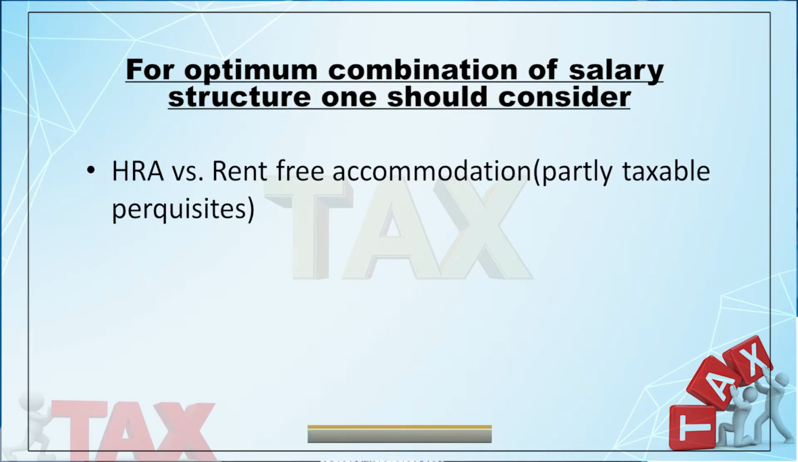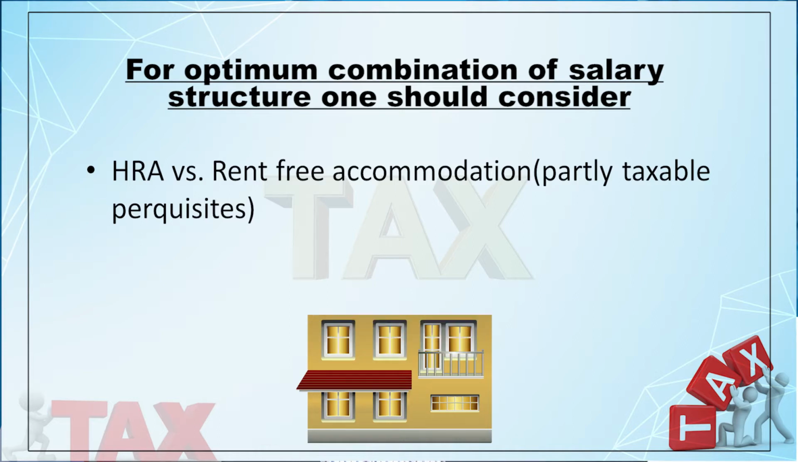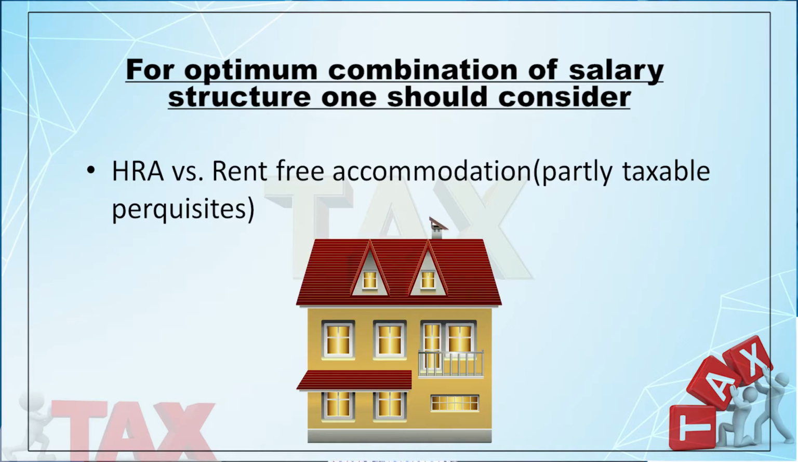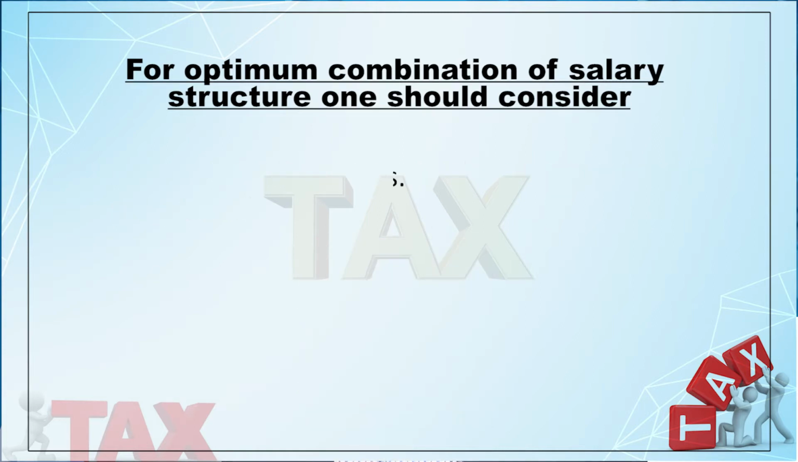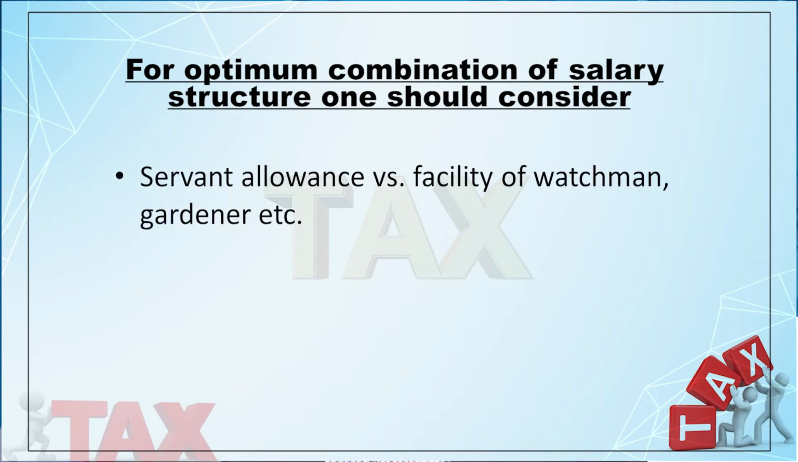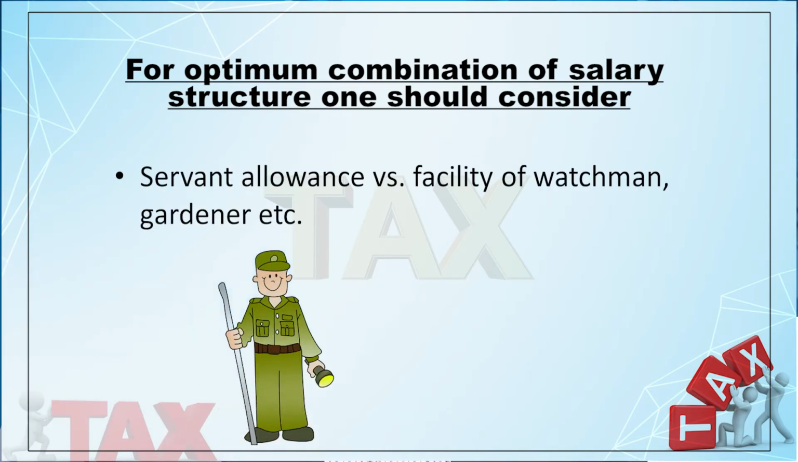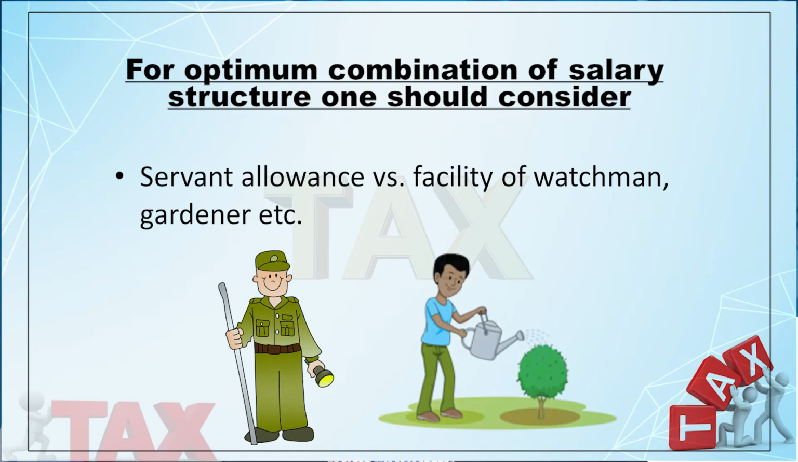Again, you may consider house rent allowance versus rent-free accommodation. Rent-free accommodation is partly taxable as per rule, and house rent allowance is also partly taxable as per section 10(13A). You can also consider servant allowance versus the facility of watchman and gardener. Servant allowance, if it is solely for residential purpose, is taxable if certain conditions are fulfilled, and the facility of watchman and gardener is also a perquisite but a taxable perquisite.